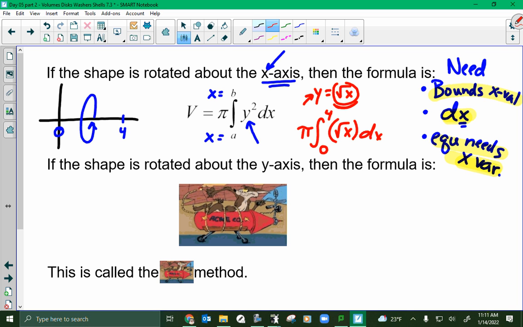So this, okay, don't forget, we got to square whatever that radius is. This in parentheses is your y in terms of x. Don't just throw y in there and integrate y. Okay, you need to use your equation, and your equation needs to have the x variables in there. It needs to be in terms of x if you're rotating around the x-axis. All right?